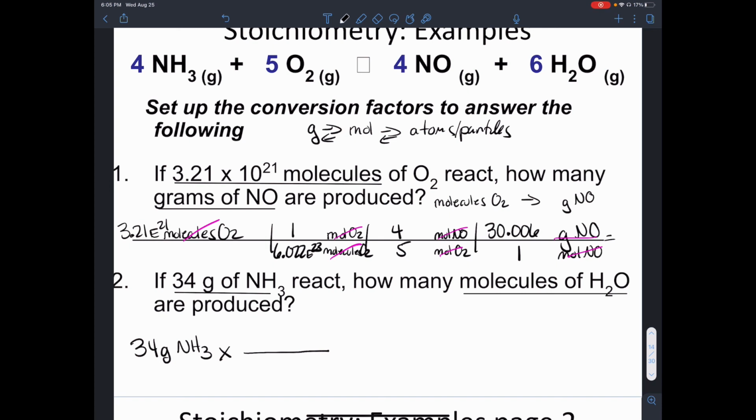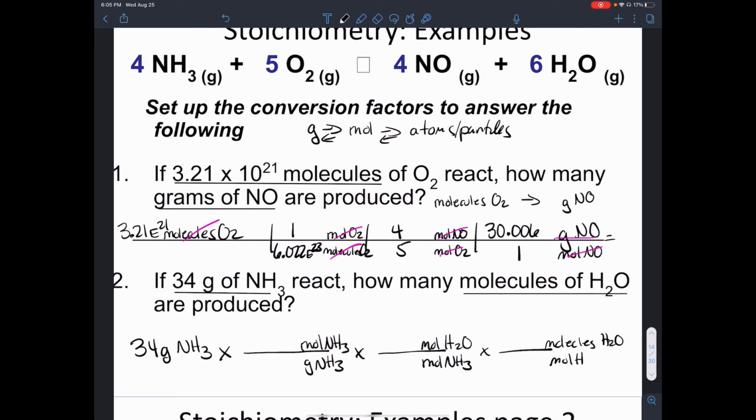Well, remember, always get to moles. Because moles is the unit that you can use to change to water from moles of ammonia. And then finally, you can go to molecules. Convert. Each time I'm setting up my proportionality so that the thing that I want to solve for is in the numerator and the thing that I want to cancel is in the denominator, and it's opposing the previous unit.